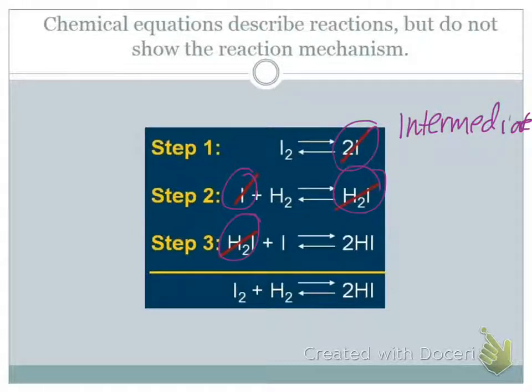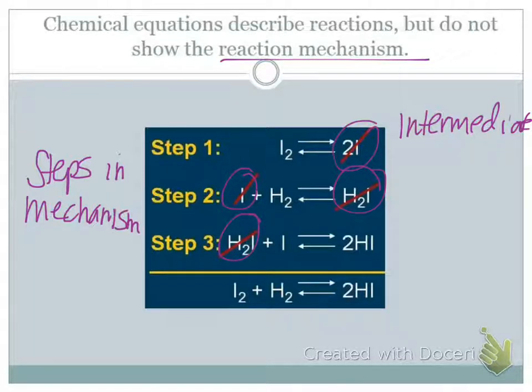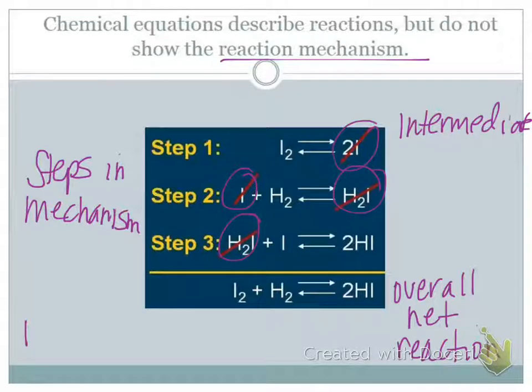These steps, 1, 2, and 3, are called steps in the mechanism. The whole thing is the reaction mechanism. And then the bottom would be our overall net reaction, what we're actually starting and ending with. Now, usually one of those steps is a rate determining step. Meaning how quickly or how slowly the reaction proceeds. The rate determining step is always the slowest step.